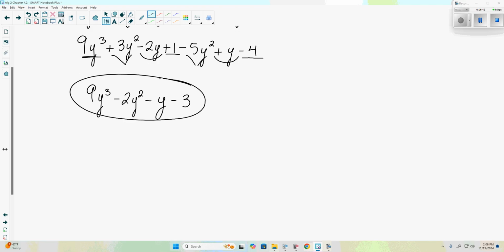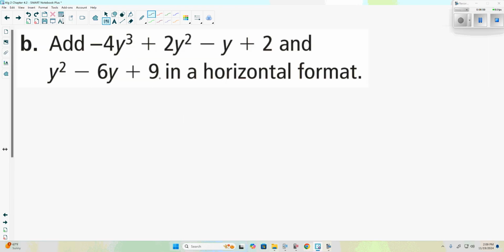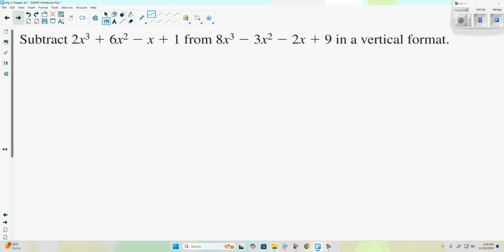Questions on addition? We feel comfortable with addition. Do we need to see another example of addition? No? Okay. Because I do have more addition problems, but if we feel comfortable with this here, we'll just move on to subtraction.